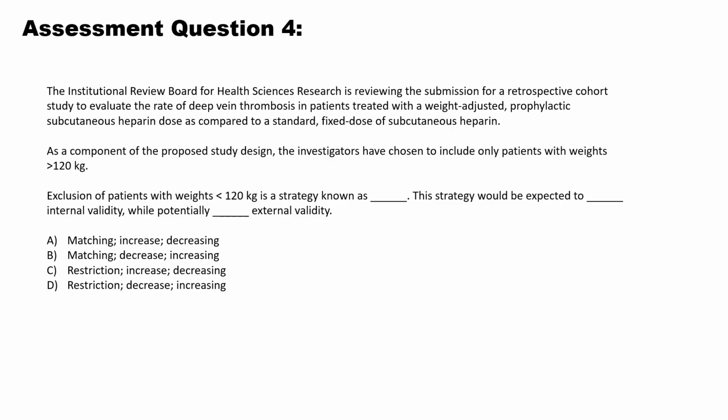So, assessment question 4 related to minimizing bias and confounding. The Institutional Review Board for Health Sciences Research is reviewing the submission for a retrospective cohort study to evaluate the rate of deep vein thrombosis in patients treated with the weight-adjusted prophylactic subcutaneous heparin dose as compared to a standard fixed dose of subcutaneous heparin. As a component of the proposed study design, the investigators have chosen to include only patients with weights greater than 120 kilos. Exclusion of patients with weights less than 120 kilos is a strategy known as blank. This strategy would be expected to blank internal validity while potentially blanking external validity.